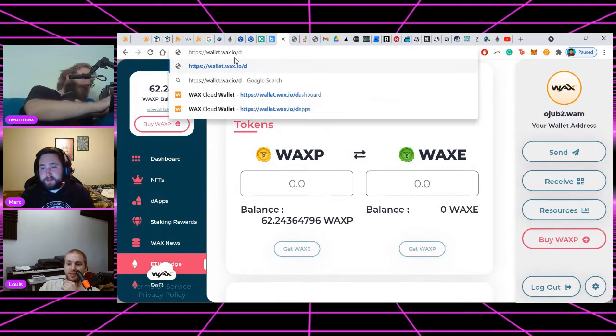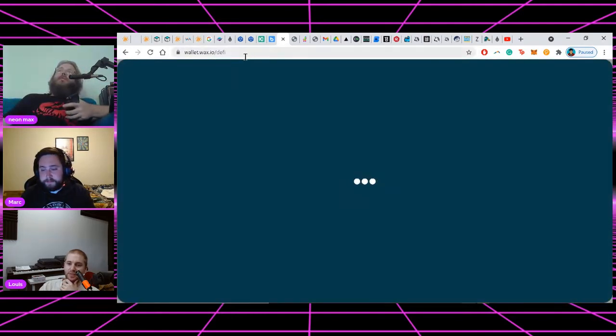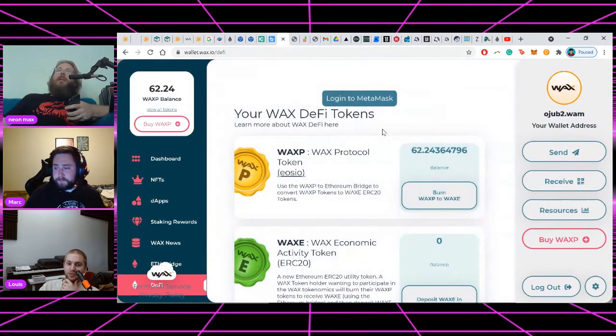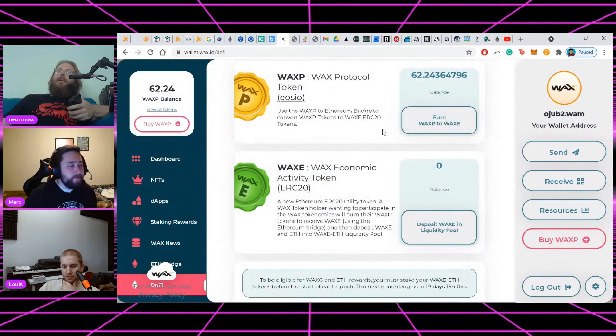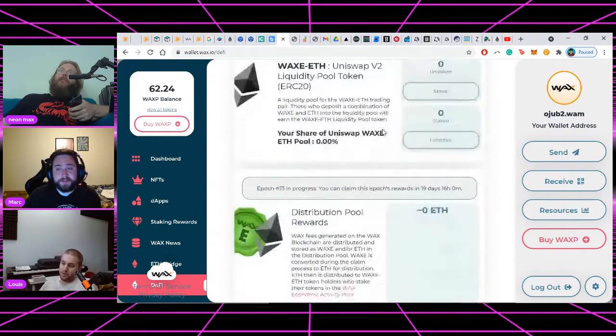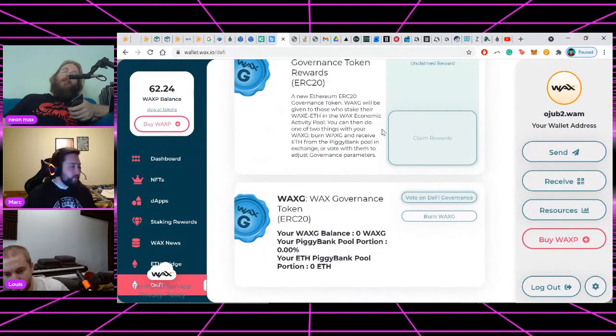Yeah, I've seen this. This is the Wax governance token and the Wax Ethereum economic token. Oh yeah, okay, I'm aware of this too. A lot of the valuable stuff of Wax is that it can be cross-chain with Ethereum, which is one of the major utility chains. This is another layer of liquidity pooling.